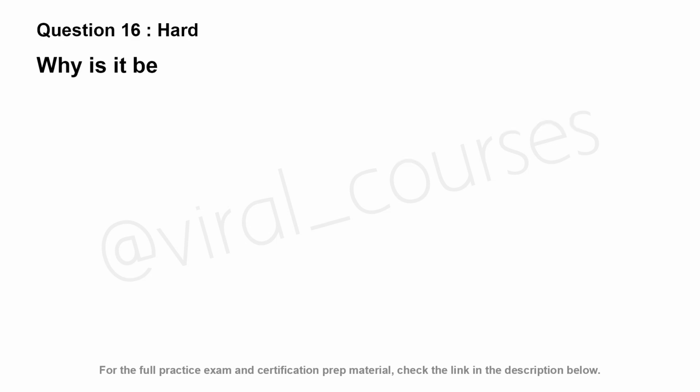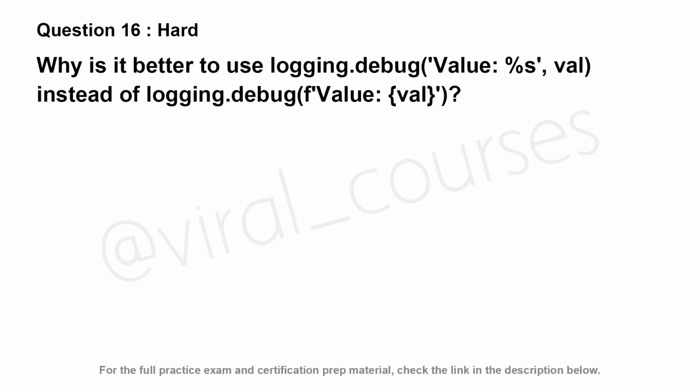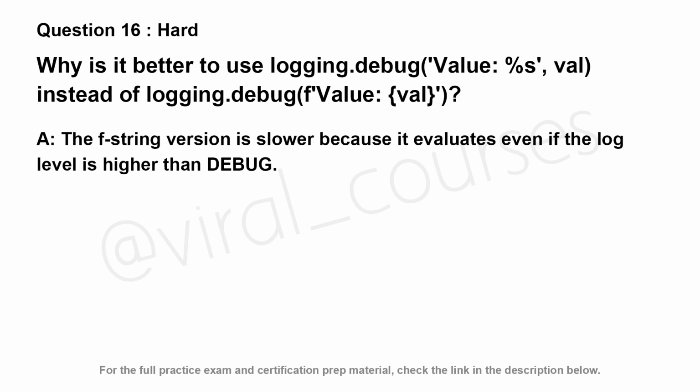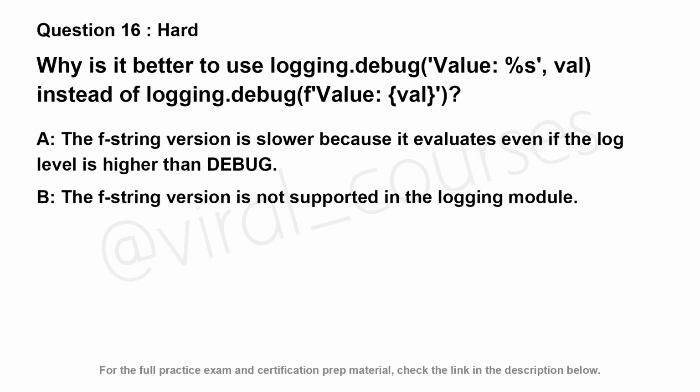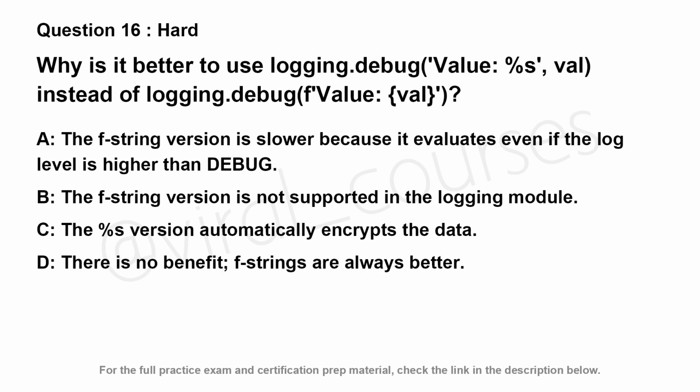Why is it better to use logging.debug("value %s", val) instead of logging.debug(f"value {val}")? Option A, the f-string version is slower because it evaluates even if the log level is higher than debug. Option B, the f-string version is not supported in the logging module. Option C, the %s version automatically encrypts the data. Option D, there is no benefit, f-strings are always better.